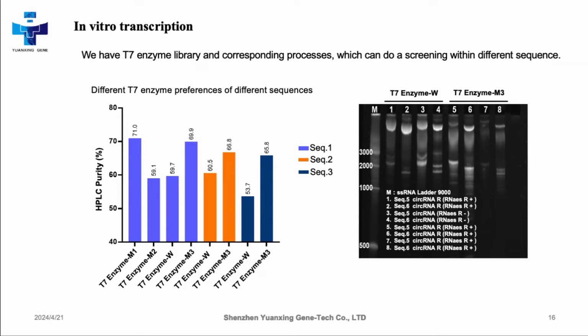In addition, we found that different sequences exhibit different T7 enzyme preferences. For example, for the sequence in the left figure, the mutant 3 T7 enzyme has a better cyclization rate than the wild-type T7 enzyme, while for the sequence in the right figure, the wild-type T7 enzyme is more effective than the mutant 3 T7 enzyme. So, for each individual sequence, we offer screening of the T7 enzyme and their corresponding process in our library and identify the optimal IVT process.